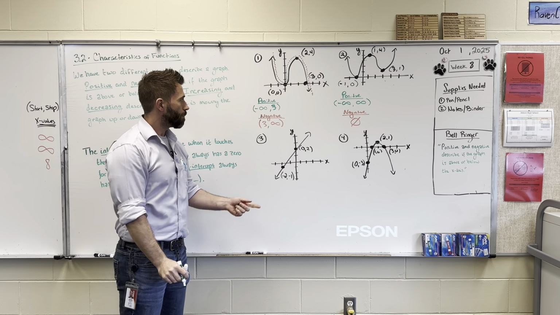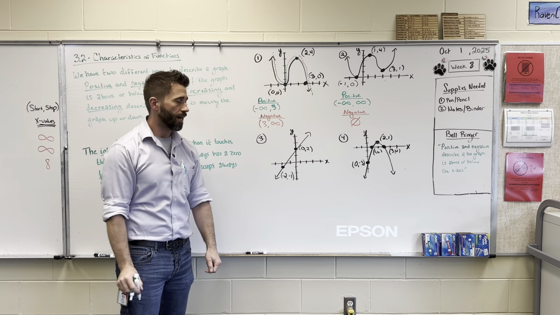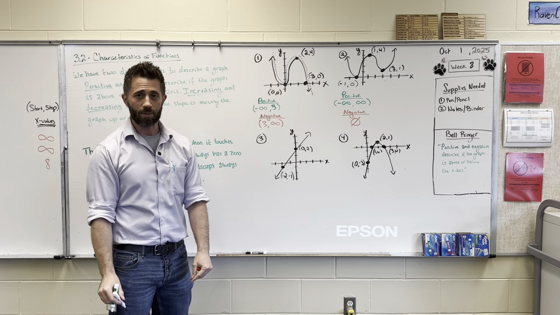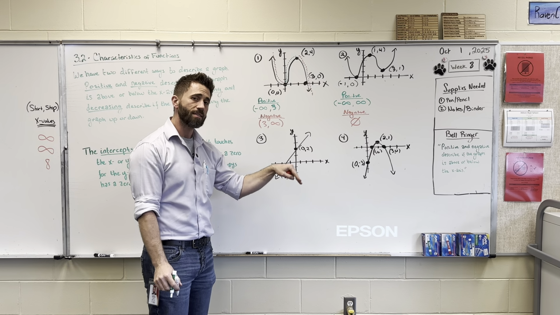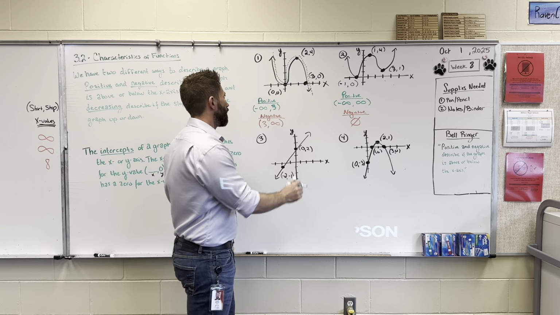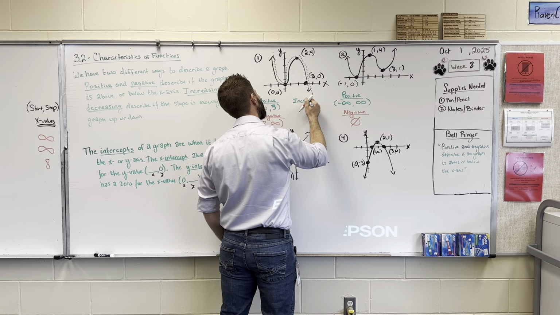So I see that I have two portions of this graph that are negative, not negative. Told you this was going to get confusing with the terminology. Two portions of my graph have a negative slope, which means they are decreasing. I have one portion that is increasing. So let me write increasing.